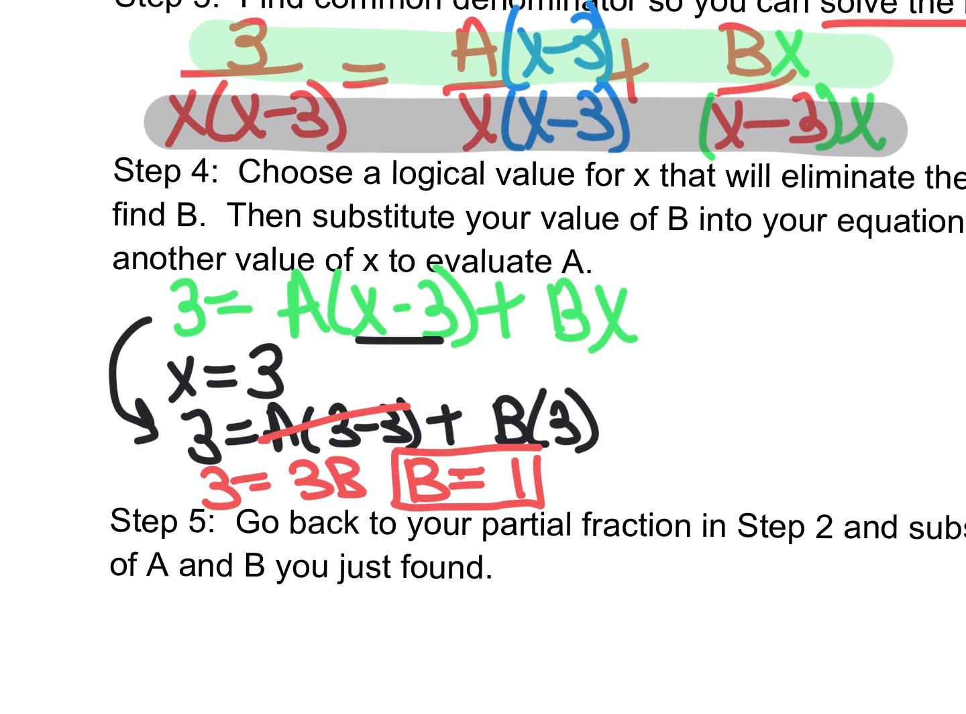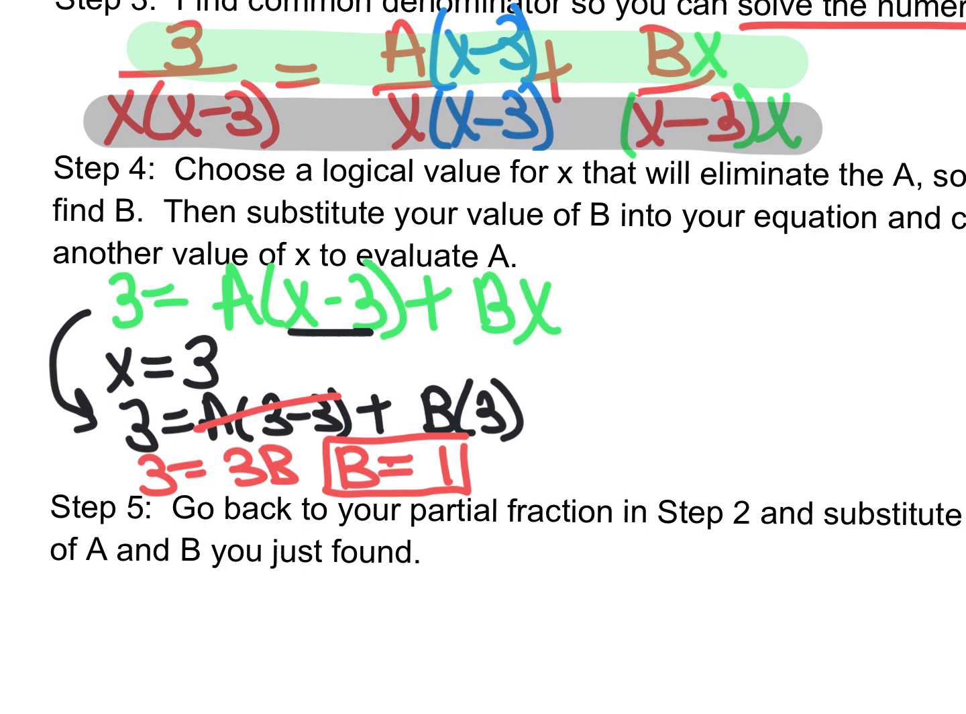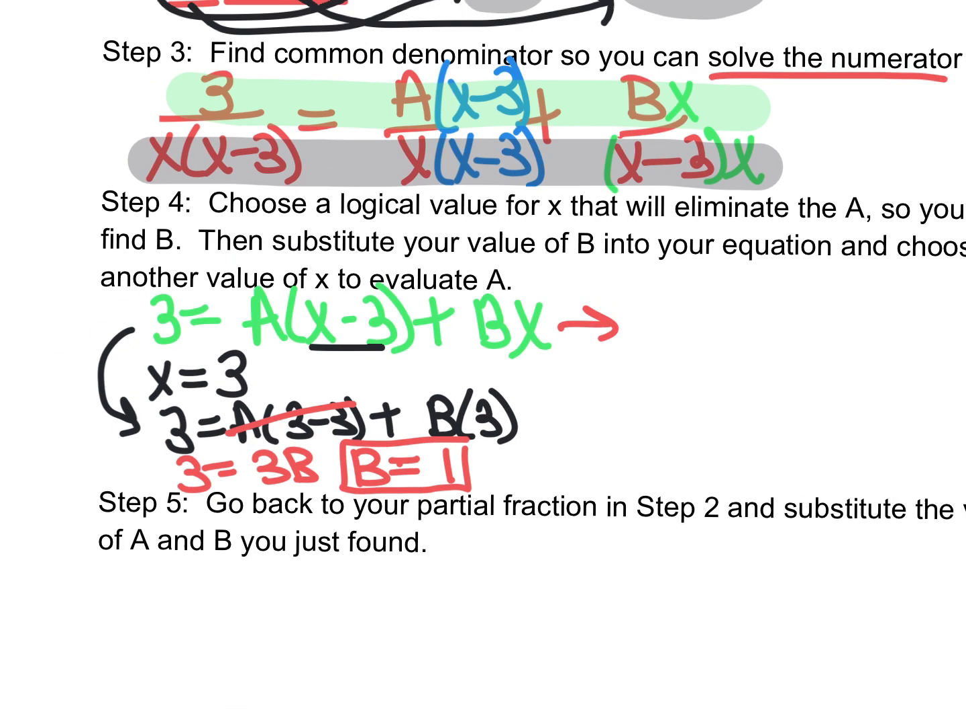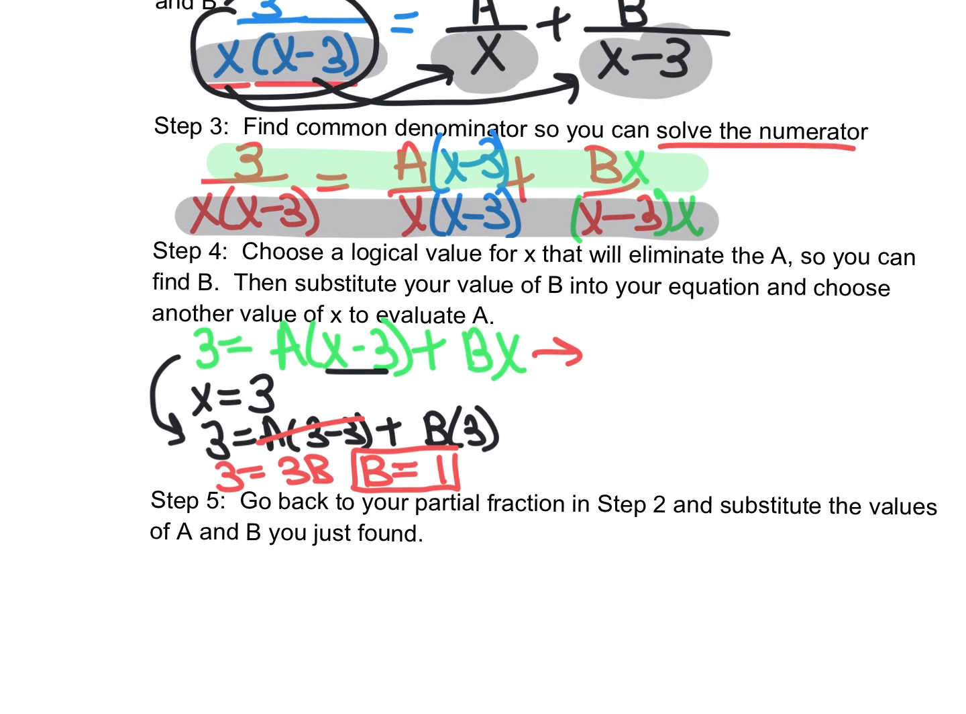Okay, so now we know what B is, so now we're going to take this equation that we have written up here, and I'm going to take out B, and I'm going to put 1 in, because I know that B equals 1. So I'm going to rewrite that. 3 equals A times X minus 3 plus B is 1, so I'm going to say 1X.